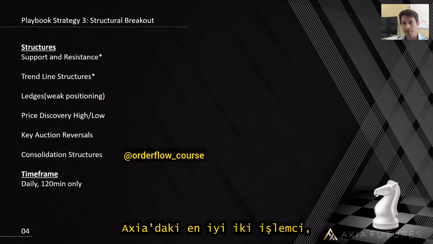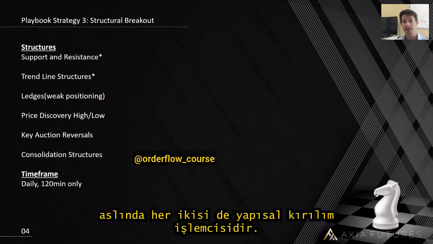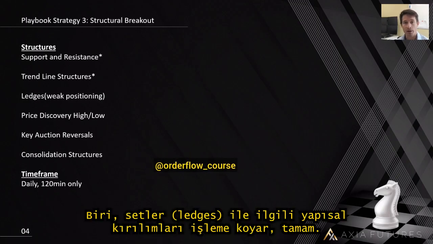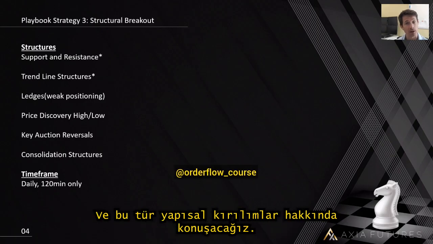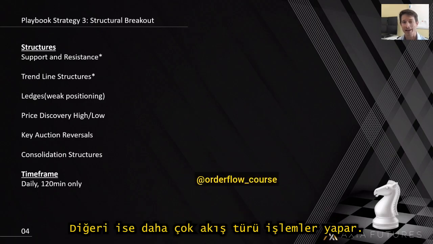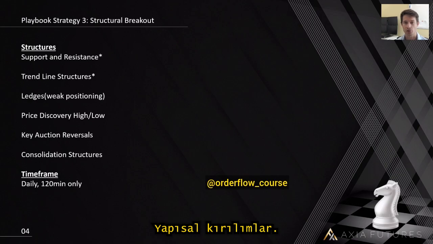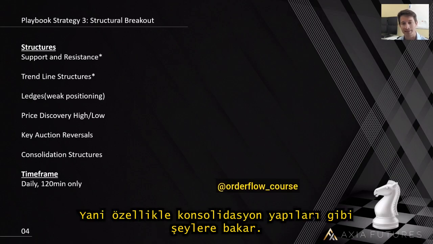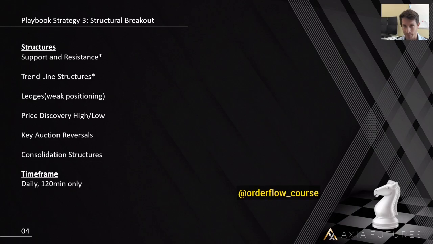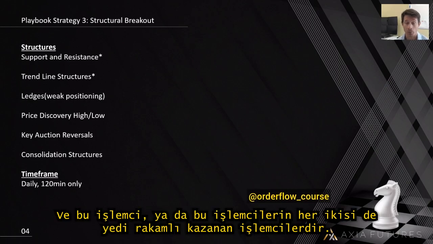Now, 2 of the top traders at Axia are actually both structural breakout traders. One trades structural breakouts with regards to ledgers, okay, and we're going to talk about that type of structural breakout. And the other one trades more flow type structural breakouts. In other words, looks at things like consolidation structures in particular. And both of those traders are seven-figure traders.